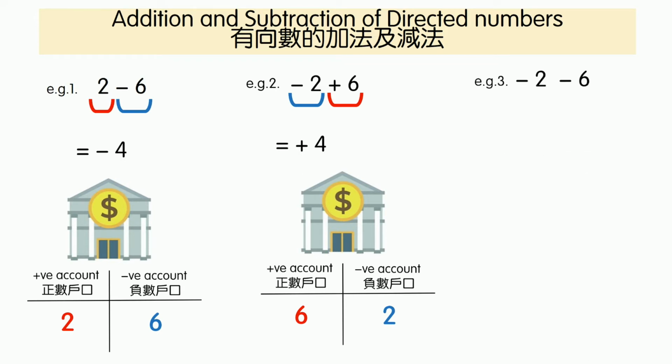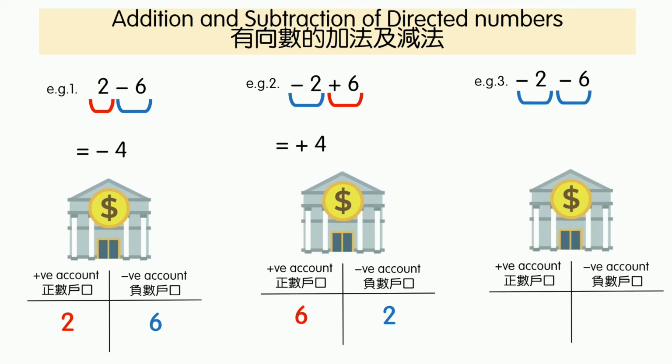Now we need to calculate negative 2 minus 6. The plus and minus signs separate them into two terms. However, these two numbers are both negative numbers. So therefore, in my negative account, I write down both 2 and 6. Obviously, since there's nothing in a positive account, our final answer has to be a negative. 2 and 6 added together is 8, so then the final answer is negative 8.